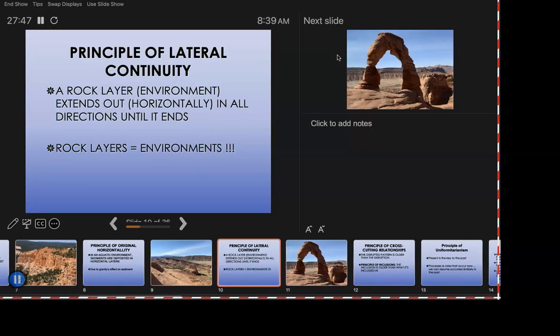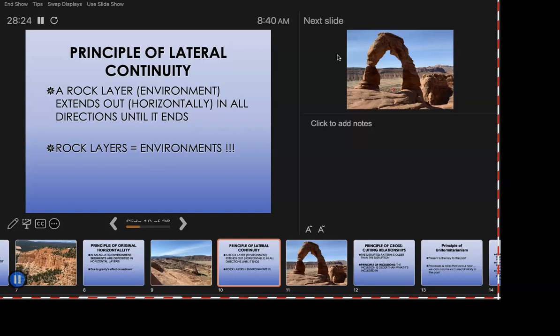Another principle. Lateral continuity. We're going to ignore the parentheses for a moment. So we're just going to read it without the parentheses. A rock layer extends out in all directions until it ends. Huh? Okay. Sure, that makes sense, I guess. A rock is until it isn't, and then it's not a rock. All right. That is the definition, believe it or not.